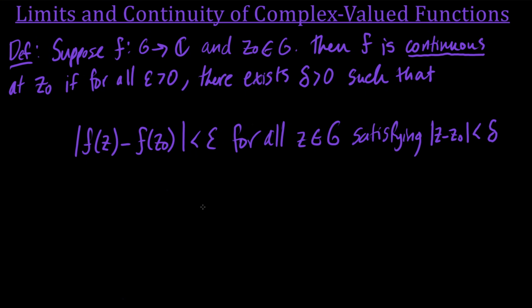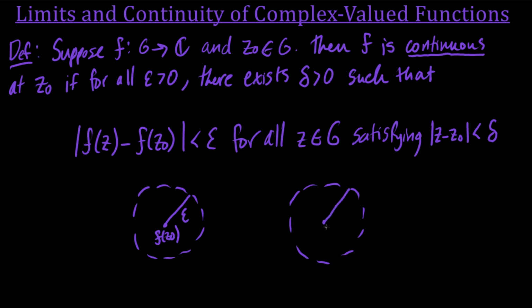So essentially what's going on here is we want that for all epsilon greater than 0, which determines some open disk of radius epsilon around f of z0, there exists a delta determining some open disk of radius delta around z0 such that every point within the open delta disk around z0 maps to a point within the open epsilon disk around f of z0. And so this is the epsilon delta definition of continuity.